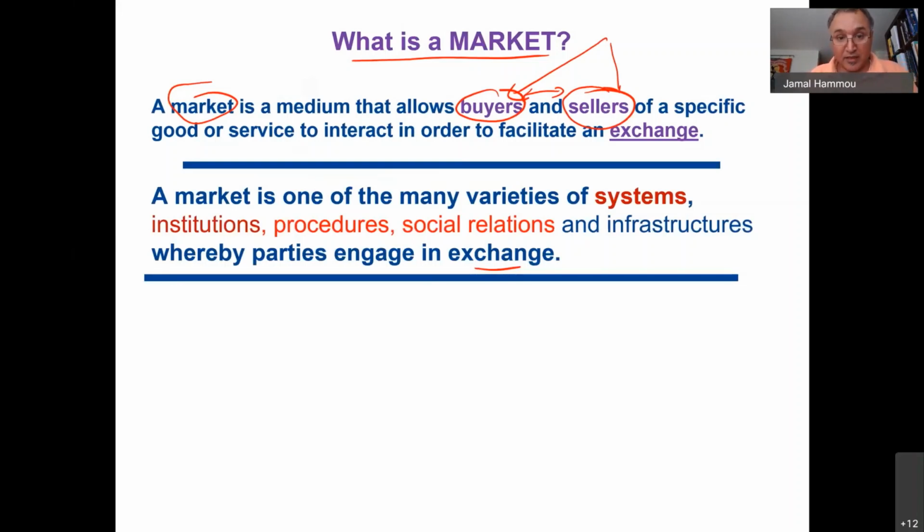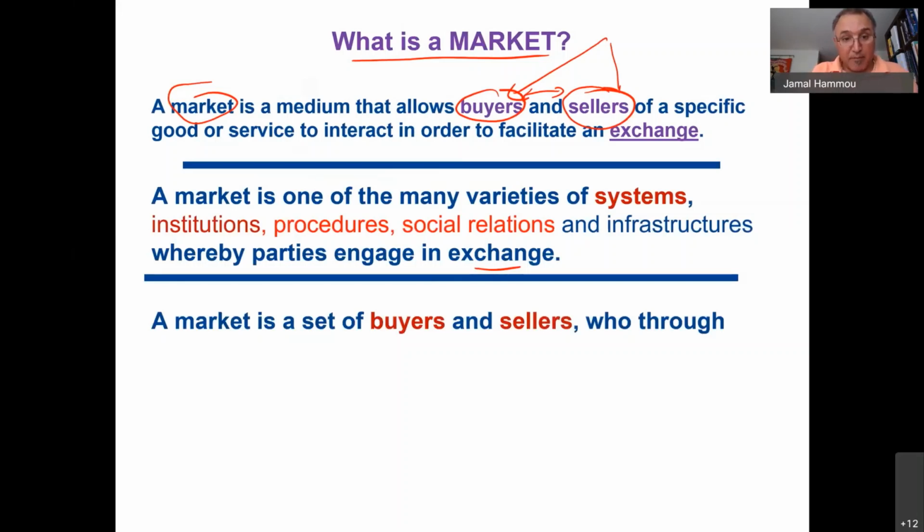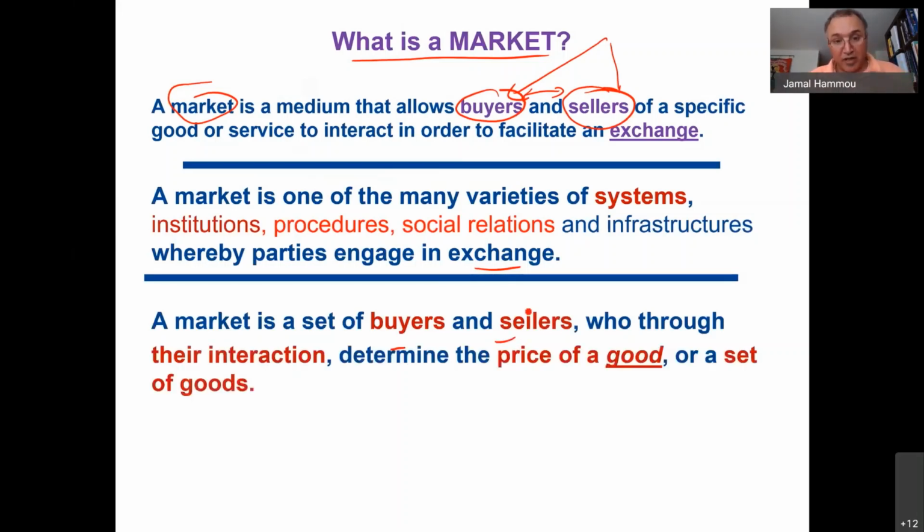So that's interesting. A market is a set of buyers and sellers who, through their interactions, determine the price of goods or a set of goods and services. So you cannot exchange goods and services without having a market. You cannot have a market without having buyers. You cannot have a market without somebody selling the product. But the interaction between these two will determine the price of the good.